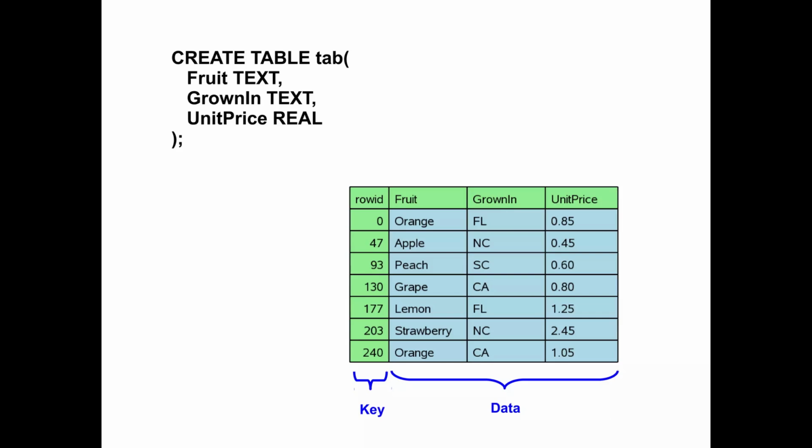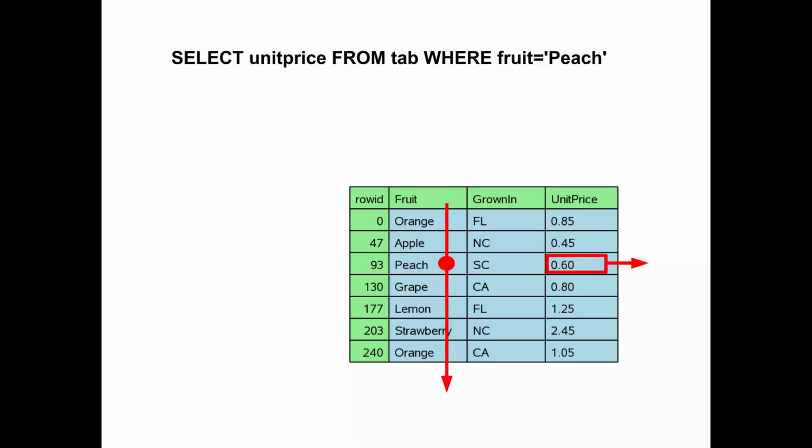Now, we've got the key on the left and the data on the right. The key has to be unique. The data doesn't necessarily have to be. So if you do a query like this, where you want to get the price of peaches, one way to find that answer is to start at the beginning of the table, loop through record by record, looking for cases where the column fruit is equal to peach. And then when you find one, it just goes over and pulls the unit price and spits it out. That's a full table scan.